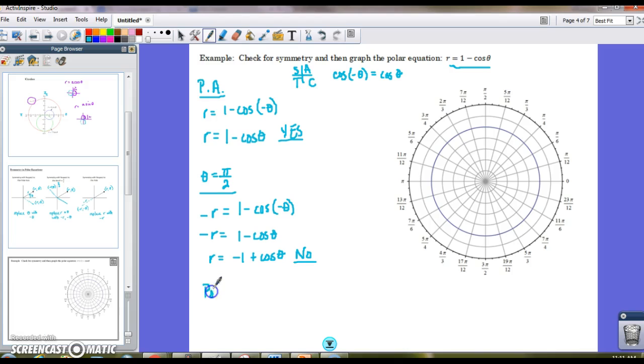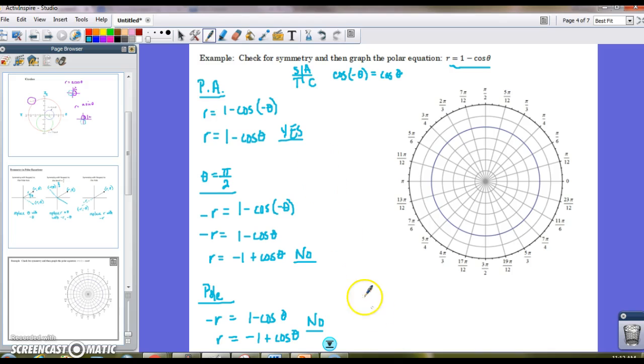We'll check symmetry with respect to the pole. So in this case, all I do is replace r, and this ends up looking just like the last one we did. So again, that does not have symmetry. So the only symmetry I have is with respect to the polar axis.